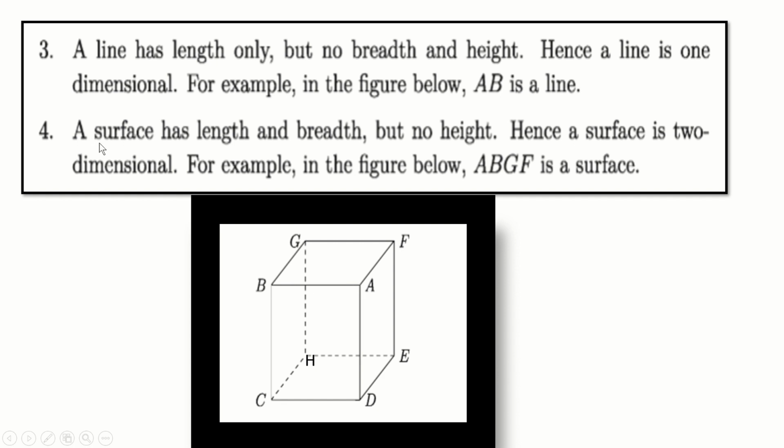And 4. A surface has length and breadth but no height. Hence, a surface is two-dimensional. For example, in the figure below, A, B, C, F is a surface. Similarly, we can say A, F, E, D or A, B, C, D or D, E, H, C are all surfaces. Okay.